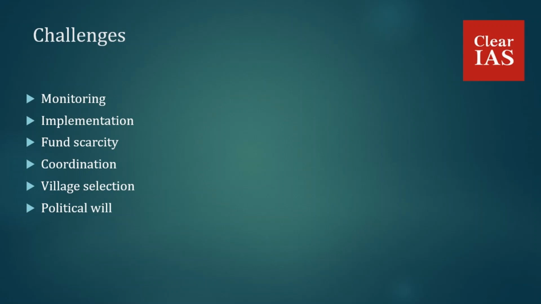Second one is in implementation. It talks about convergence and effective utilization of available central and state schemes. Most MPs raise the point that it is extremely difficult to know about the provisions under each scheme and the structure and framework for its implementation on the ground.